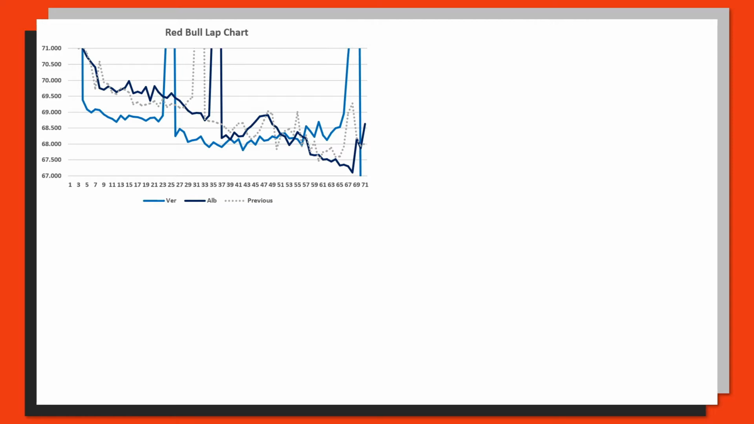In the second half of the race, they were much the same as their 2019 pace, and in the first half of the race, it was only Max Verstappen that was faster than their 2019 car.